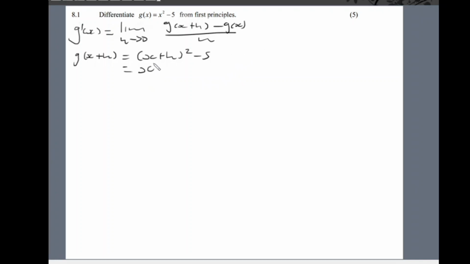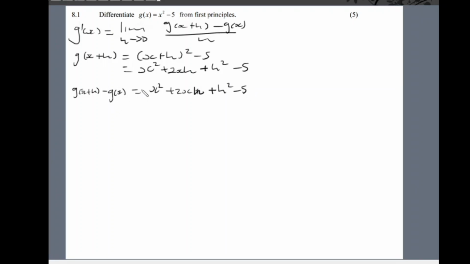It will be x squared plus 2xh plus h squared minus 5, right? And then now we need to calculate the numerator, which is g of x plus h minus g of x, right? We have g of x plus h, which is this expression. So we'll have x squared plus 2xh plus h squared minus 5.